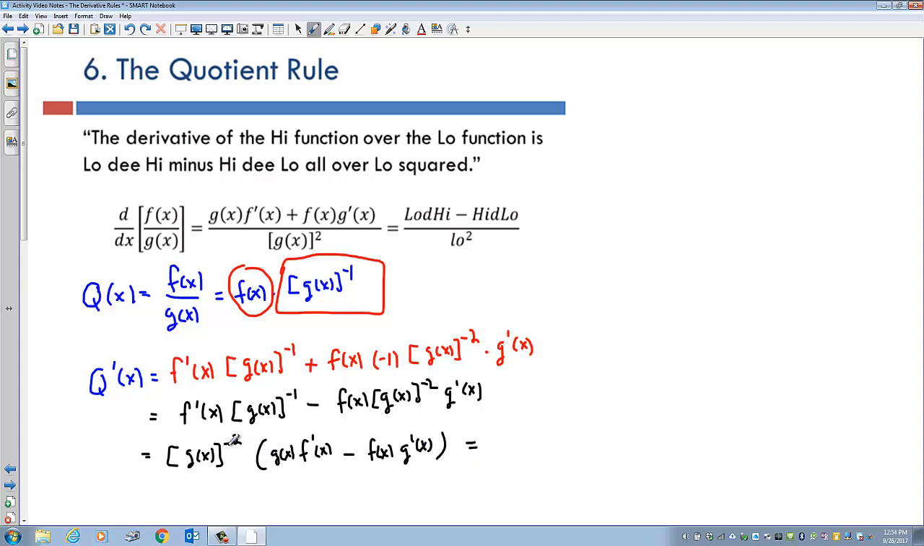Remember, when you raise something to negative 2, negative means put it back down in the denominator. The 2 means square it. So what we have here is g of x on top times f prime of x on top minus an f of x times g prime of x all on top. And then that's all divided by this g of x all being squared. And that's the quotient rule. So the quotient rule comes from sort of a combination of the product rule and chain rule. And so again, we still need to show why the chain rule is true.